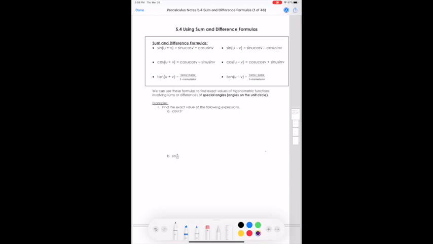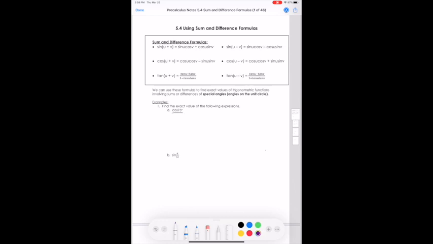Okay, lesson 5.4. We're using all these formulas in the box at the top. And so we're going to break up cosine of 75 into two degrees that we know on the unit circle. So 30 and 45 are two special angles that we know the cosine of on the unit circle. So then we're going to use that formula to break it up into the two separate parts.